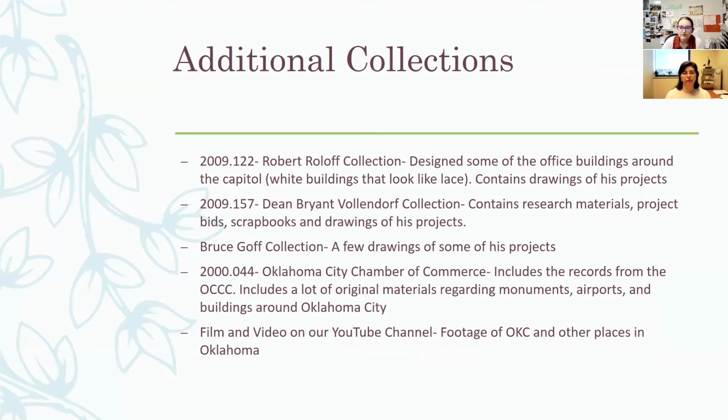These are just some additional collections that we have. The Robert Roloff collection is a collection of architectural drawings of places like the office buildings around the Capitol, the white buildings that kind of look like lace. He designed those. We have Dean Bryant Vollendorf, and all of his have been photographed and are available on our catalog. We do have a few Bruce Goff materials, not a whole lot, but we do have some. And on the next slide, I'm going to show you an example from our Oklahoma City Chamber of Commerce collection. It includes records from almost the entirety of Oklahoma City, all the history, and there are original documents that are kind of like scrapbooks. There's a lot of one-of-a-kind materials there that you're not going to find anywhere else.